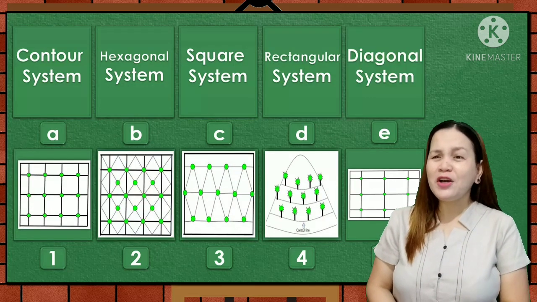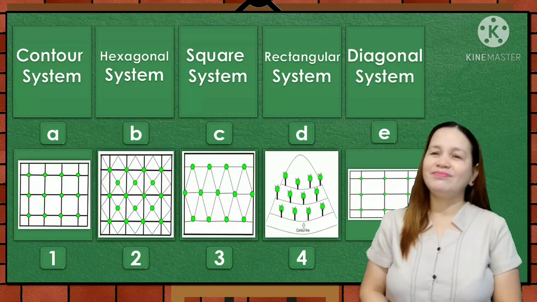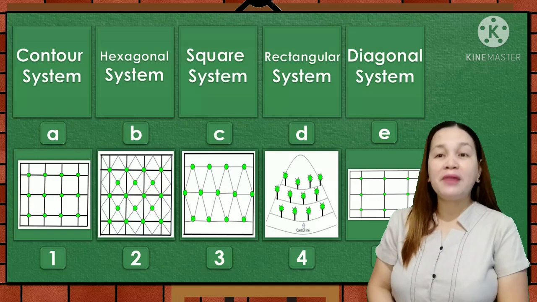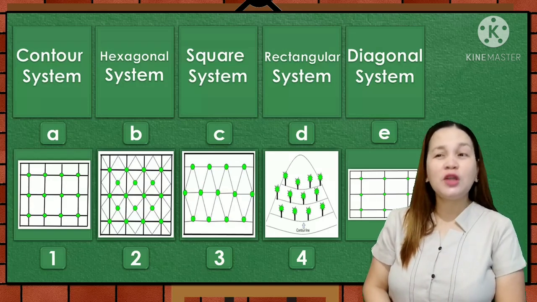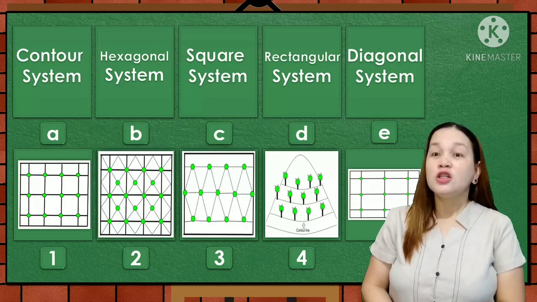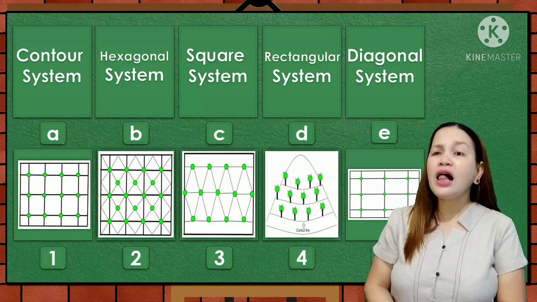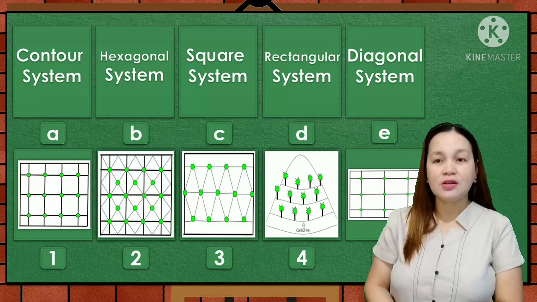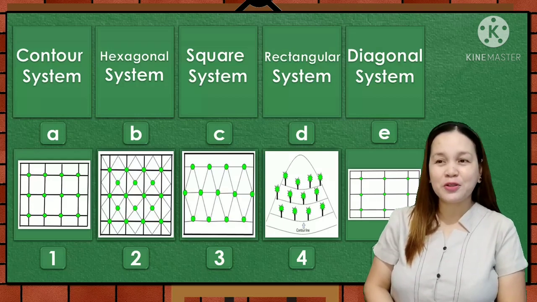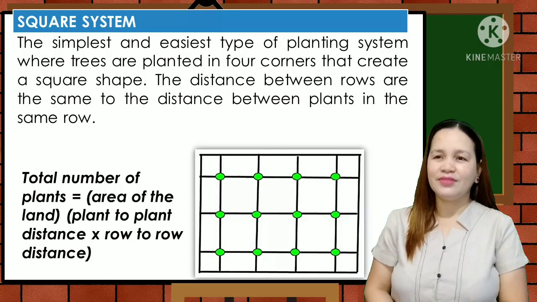E2. Good job, learners! There are different types of planting systems which will help you to interpret farm plans through the given layout. Our lesson for this day will help you to recognize the importance of planning in agricultural production.